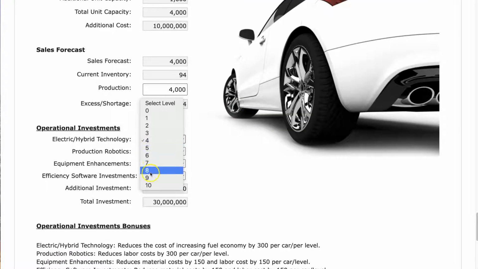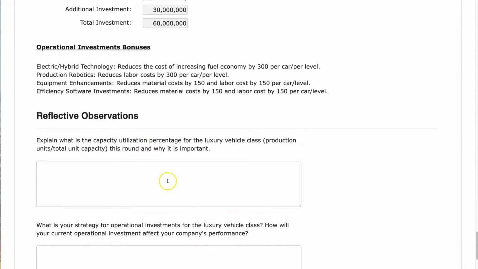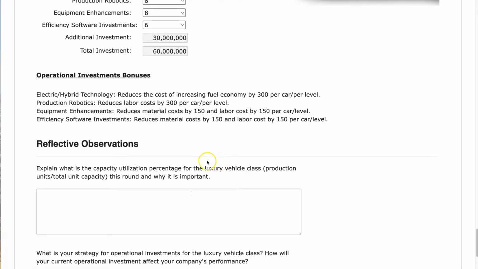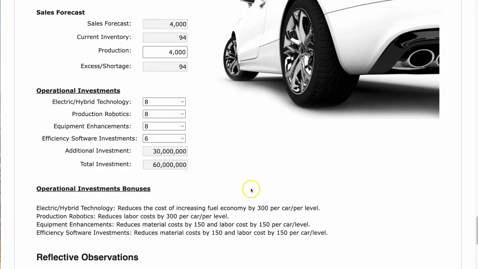You see, I'm only buying the production plants as I need them. I'm never buying them ahead of time because I don't want my capacity utilization to go down. And that's what these reflective observations are trying to get you to think about and understand. That's why it's important to fill out these reflective observations, because it makes you a better player.